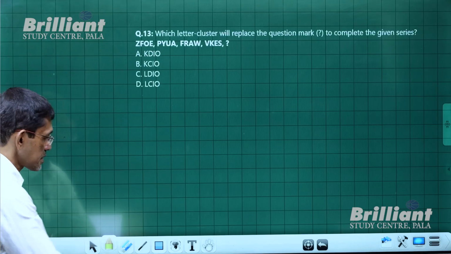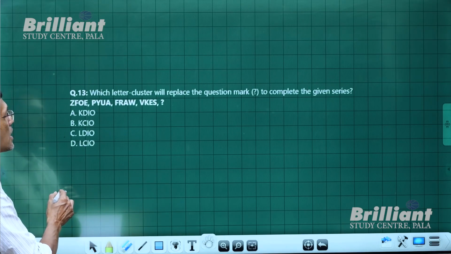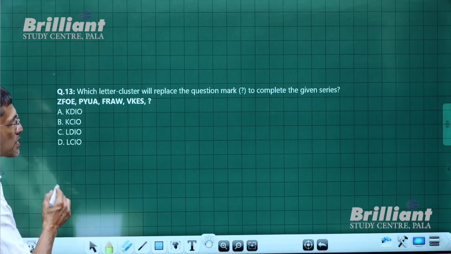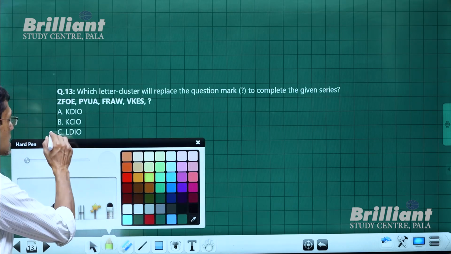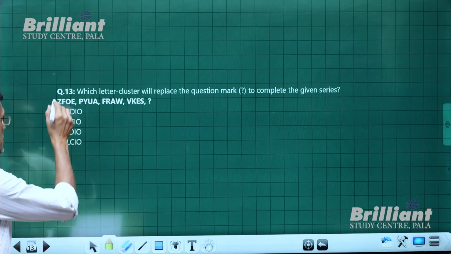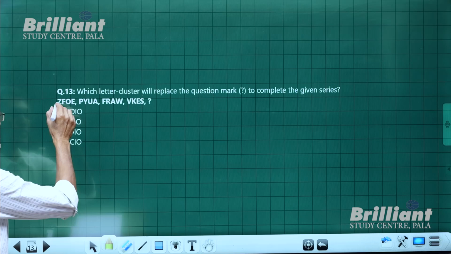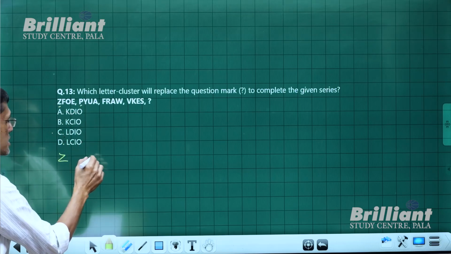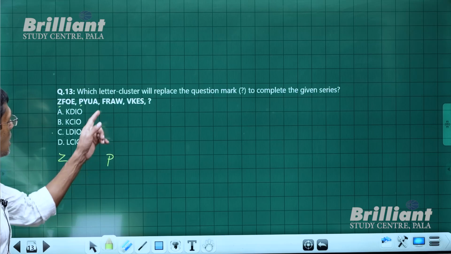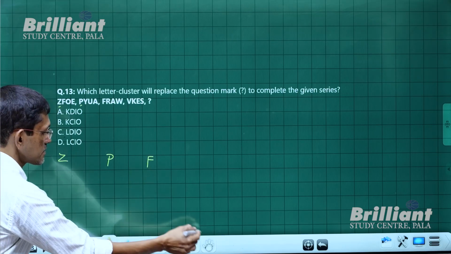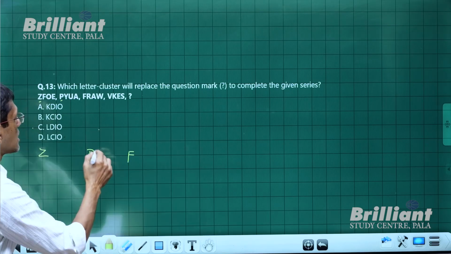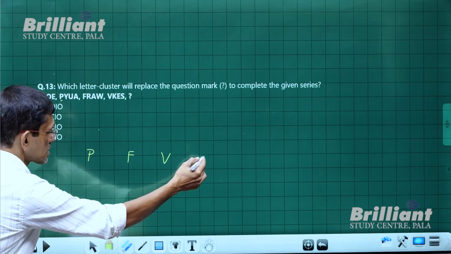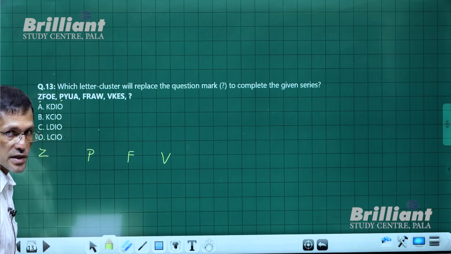Next one, number 13. Which letter cluster will replace the question mark to complete the given series? So this is pretty much a letter series type question. How do we deal with letter series? Let's take the first letters of each case. So Z, P, F, V, and what is the first letter of the answer?